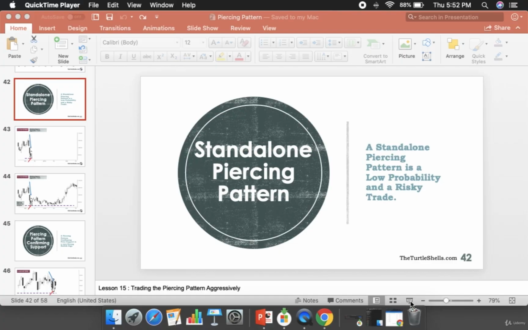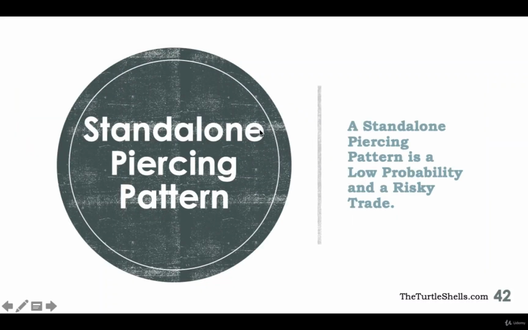Alright, we have looked at the standalone hammer. We have also looked at standalone bullish engulfing pattern. Now is the time to look at the standalone piercing pattern. The concept is the same. The standalone piercing pattern is nothing but a piercing pattern which does not confirm any prior support line. Okay? So that is why it is called a low probability trade. Although we have seen multiple instances where a standalone pattern has resulted in a spike in the price, we cannot guarantee that, because a piercing pattern without any prior support confirmation is a risky trade.